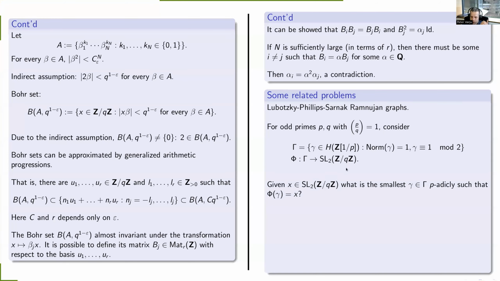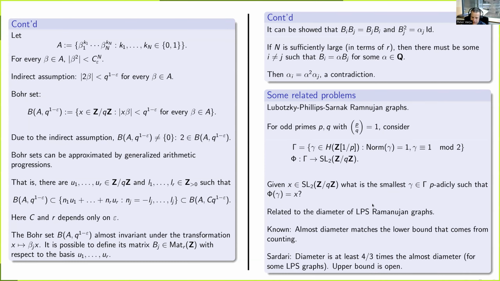And now you can ask the question that if you prescribe the reduction modulo Q, what is the smallest element in gamma which projects to X? And how small can this be periodically? So now you have a projection prescribed modulo Q, but you are not looking at the size of the coefficients in the ordinary absolute value, but instead you are looking at it periodically.